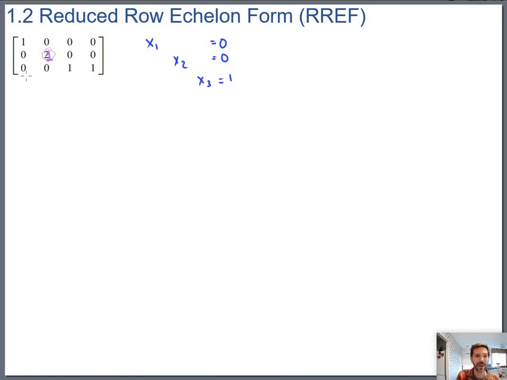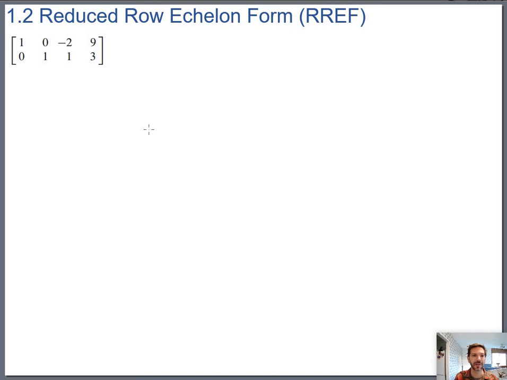By the way, notice we have 3 pivot positions, 3 pivot columns, and those 3 pivot positions and 3 pivot columns go with the fact that we have 3 rows to mean there are no free variables, and that there's a single solution. Okay, let's move on to the next one. Let's take a look at this one.